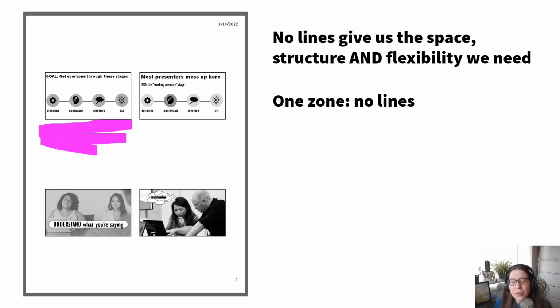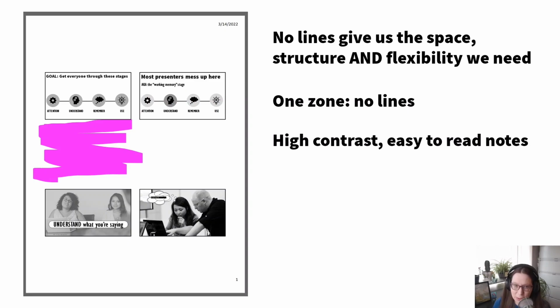Also, there is only one zone to take notes. We don't have a combination of part of it is lines, part of it is blank space. It's just all blank space. And that really is giving us that flexibility that we need to take notes in the way that works for us, works for your audience. And of course, that contrast issue I was talking about, we're not going to run into that because when people come and look at their notes later on, they're just going to see their handwritten notes.